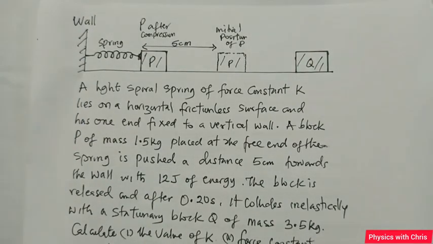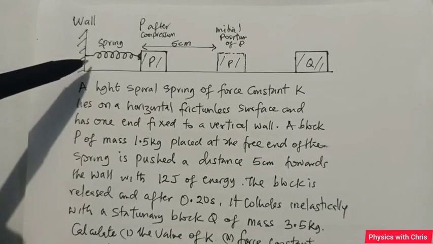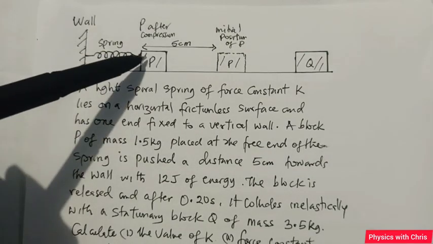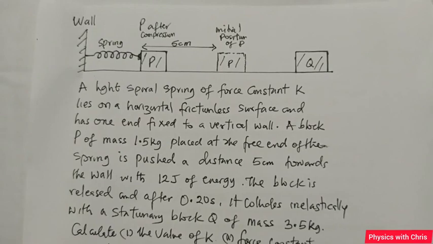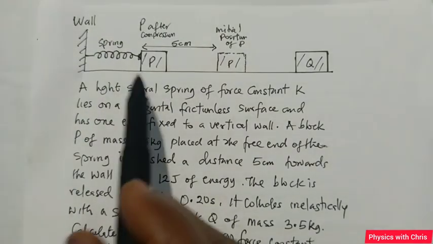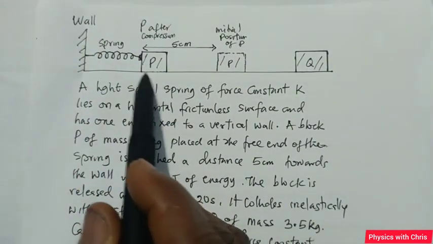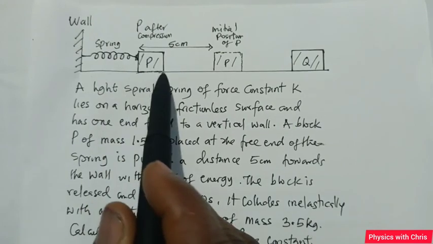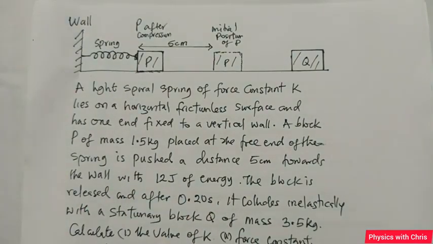And here there's a wall. Of course, we use this to represent a vertical wall, that line there, and one end of a spiral spring. The spring has a good spring constant, and attached to it, the other end is fixed to a block P. You can see the block P lies on a smooth horizontal surface, meaning that we're going to neglect the effect of frictional force.